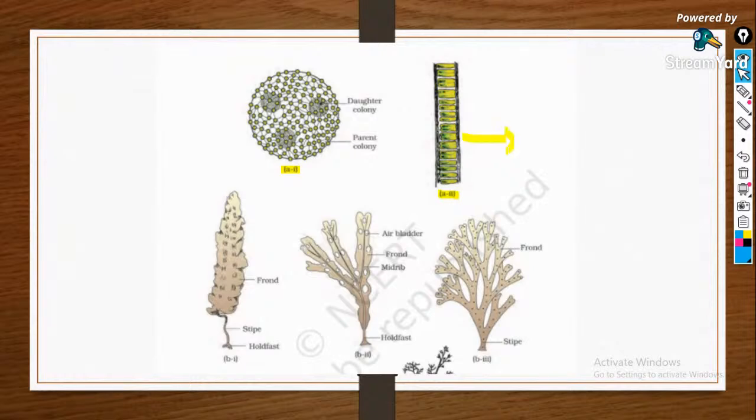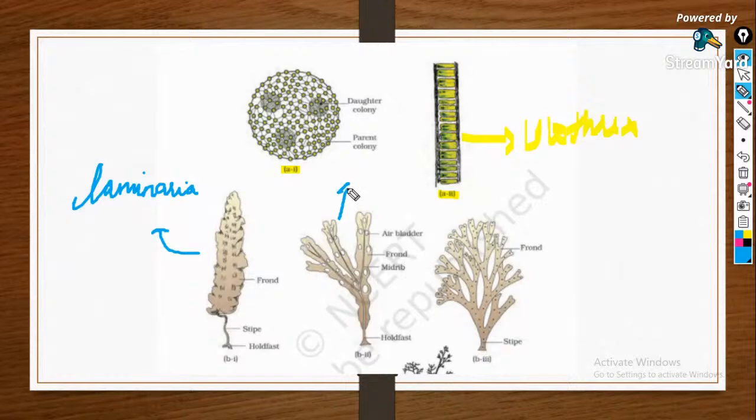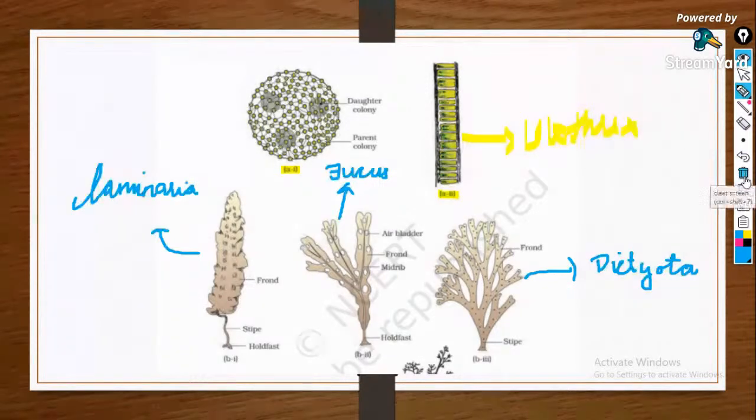A1 is Volvox and A2 is Ulothrix. Then B1 is Laminaria. B2 is Fucus. And B3 is Dictyota. Clear? Volvox, Ulothrix, Laminaria, Fucus, and Dictyota.